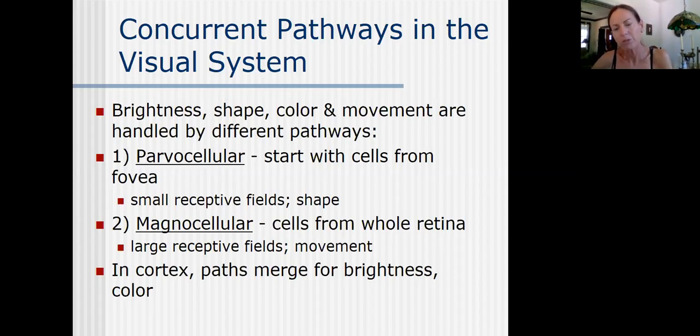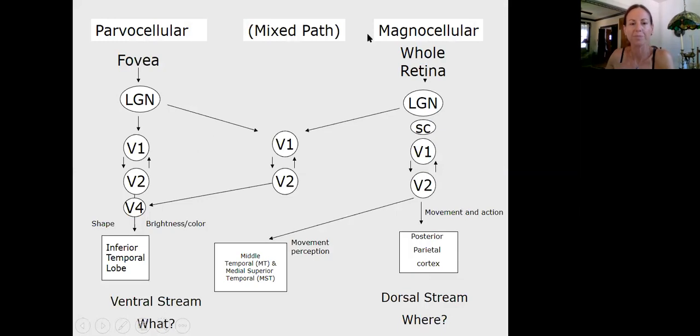So there's the parvocellular, and those are mostly cells in the fovea, and then the magnocellular are cells from the whole retina, but usually around the fovea. They have very large receptive fields, and they're going to be involved, we're going to see, in movement, where the parvocellular field is mostly involved in recognizing space, shape. And then in the cortex, we're going to see that the paths merge for brightness and color. So let's take a look at that.